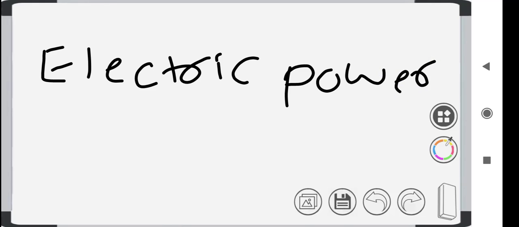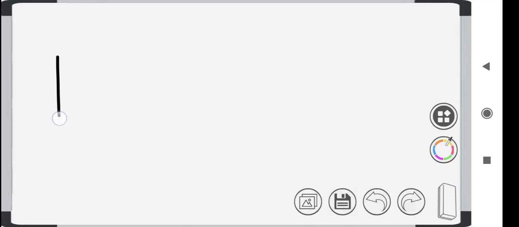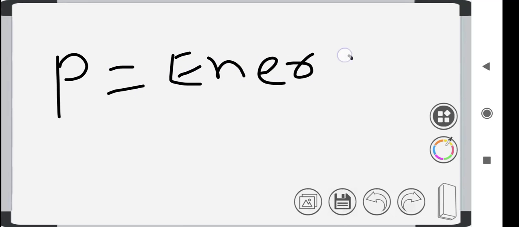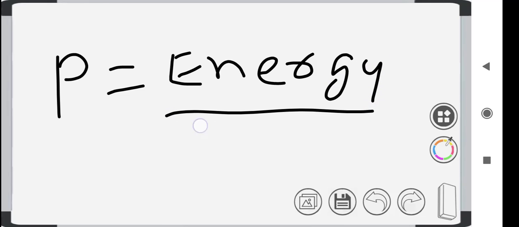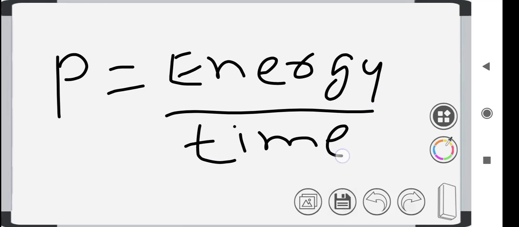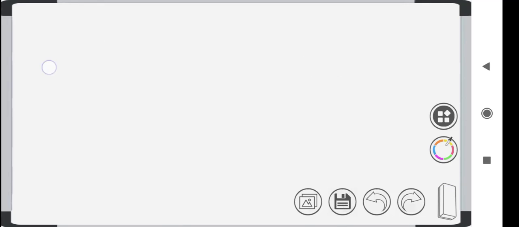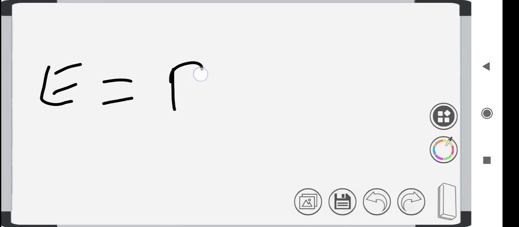Electric power means the amount of energy used in a certain amount of time. So the definition of electrical power is power equals energy divided by time. This is the formula of electric power, and it is a very important formula. Therefore, energy equals power into time. This is the formula of electric energy.